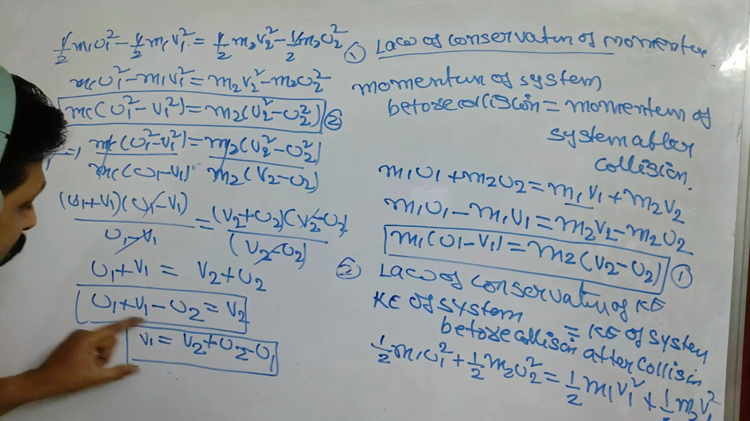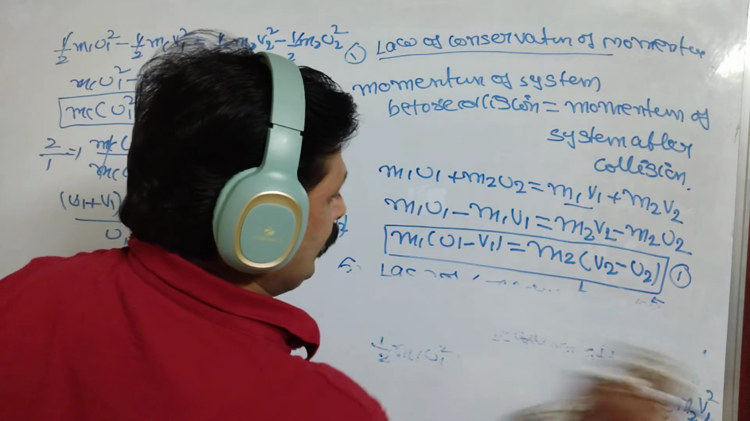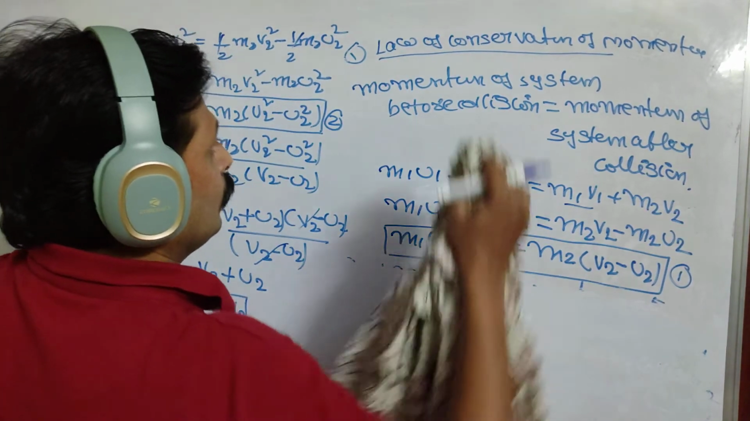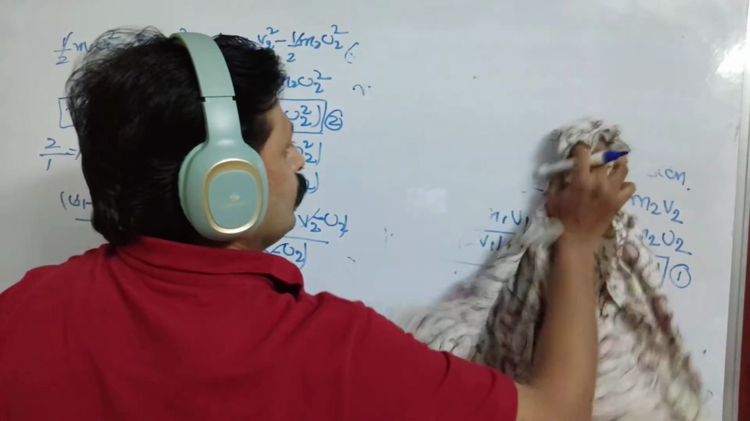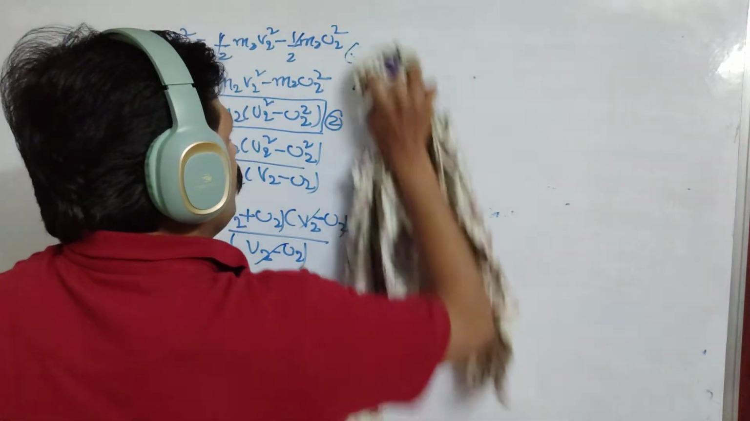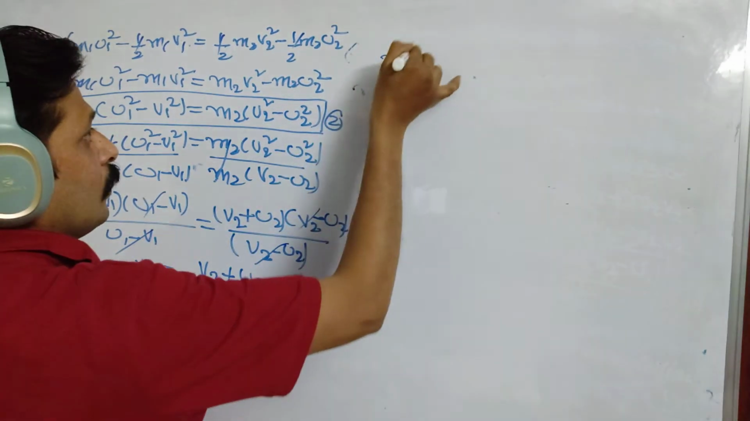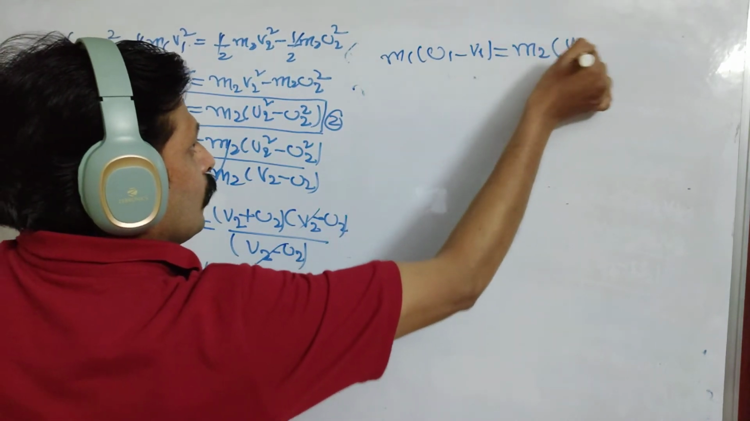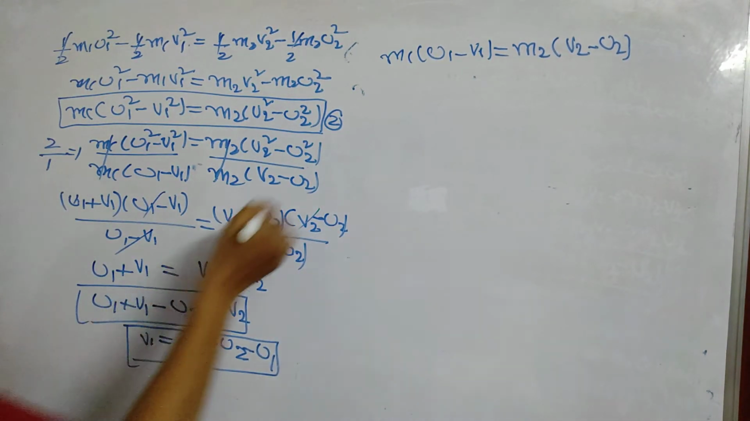In equation 1, we are substituting these two results. I will do that now. I repeat this step once again for the substitution purpose. Now, m1 of u1 minus v1 equals m2 of v2 minus u2. You take that step once again and substitute those values. I should write once again the same step. m1 of u1 minus v1 equals m2 of v2 minus u2. This is the step.